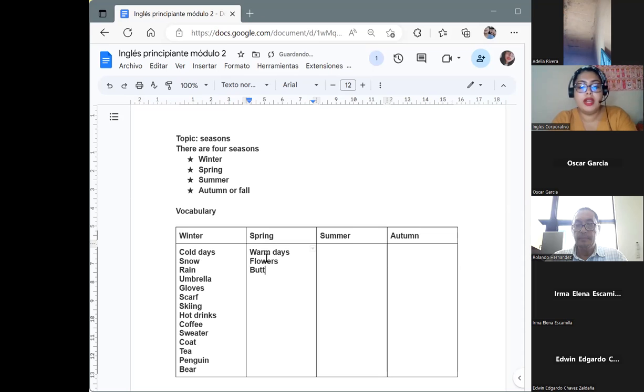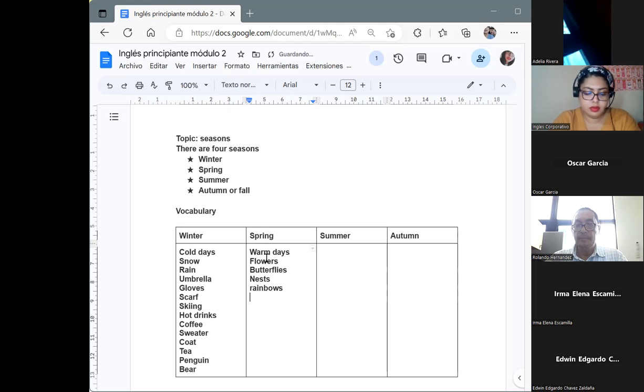También tenemos butterflies, las mariposas, ¿verdad? Que andan en los jardines. Then we have nests, que son los nidos, ¿verdad? Porque es temporada de anidar. O en este caso es temporada de que ya empiecen a nacer, ¿verdad? Los polluelos. Then we have rainbows, gardening. Es bastante común que se hable de jardinería en la época de la primavera. Allergies. También es bien común las alergias durante esta época.